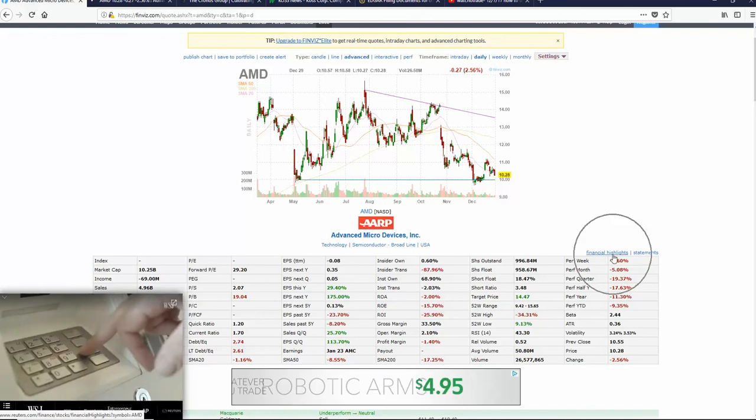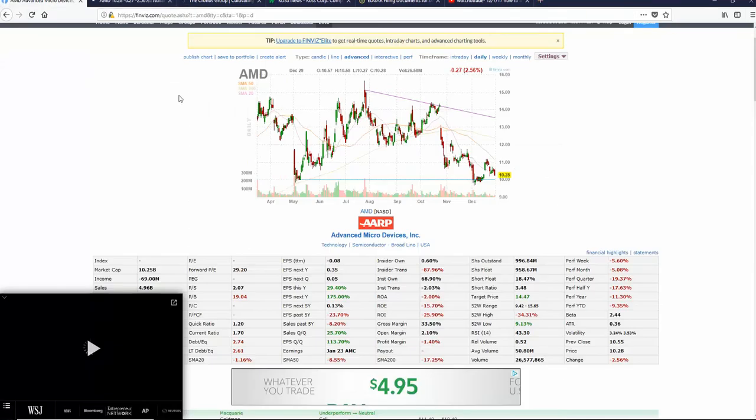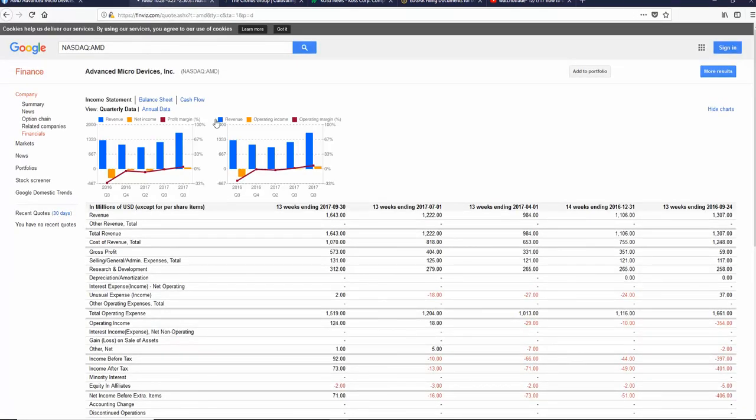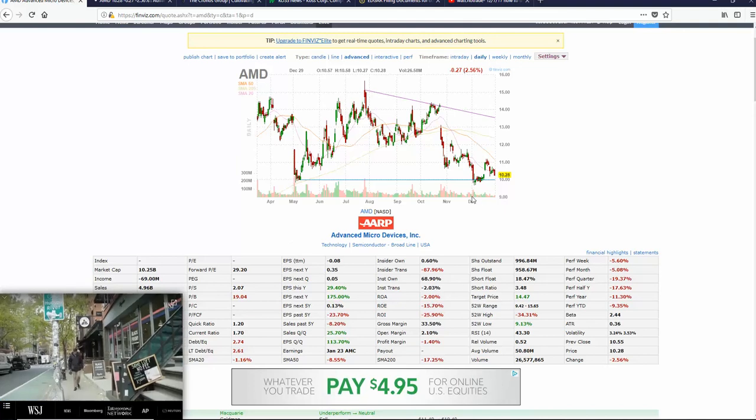And actually, if you click on financial highlights, it takes you to Yahoo. Actually no, it took us to Reuters, but from what I remember, statements, I think it takes you to Yahoo. Oh no, it doesn't. It used to take you to Yahoo. Now it doesn't take you to Yahoo anymore. But I like Yahoo, and you can see.